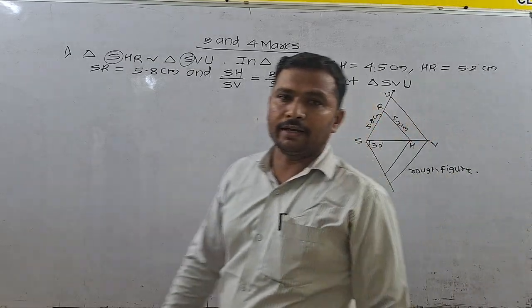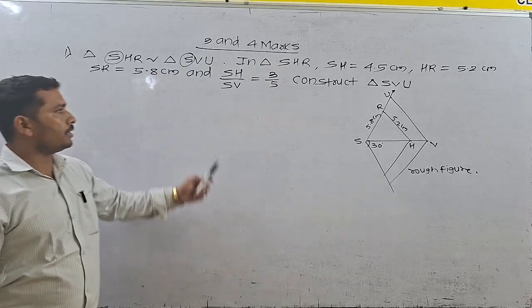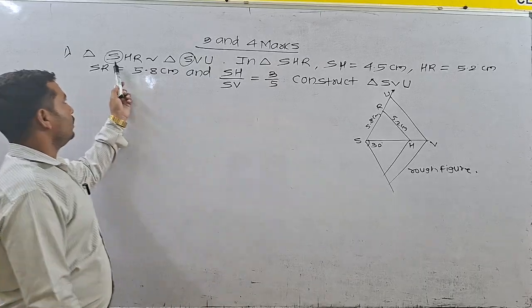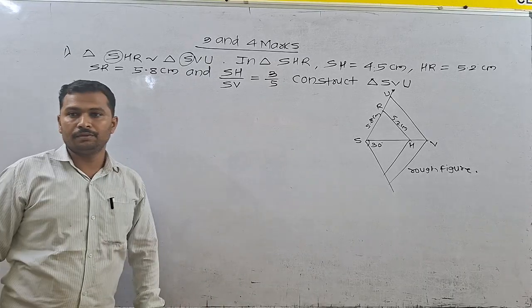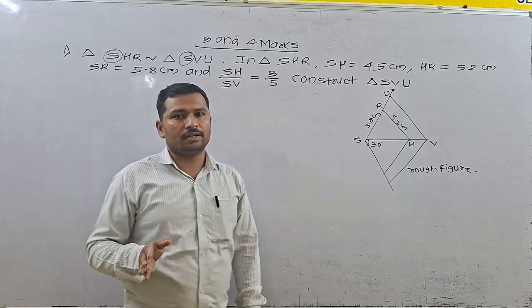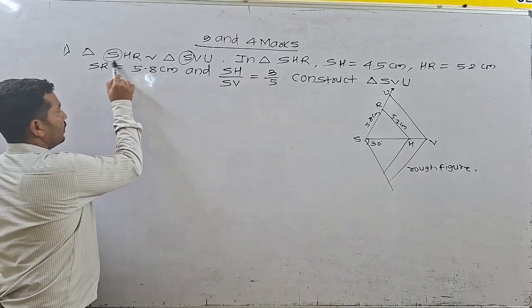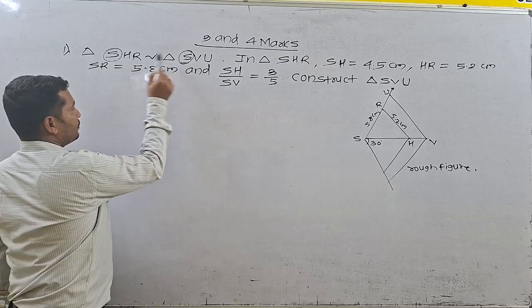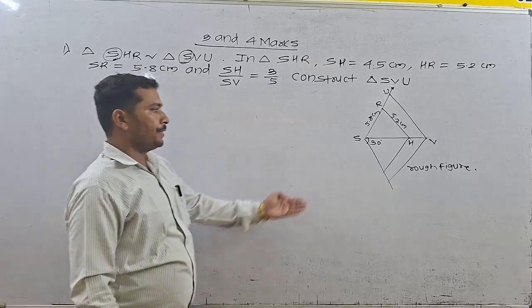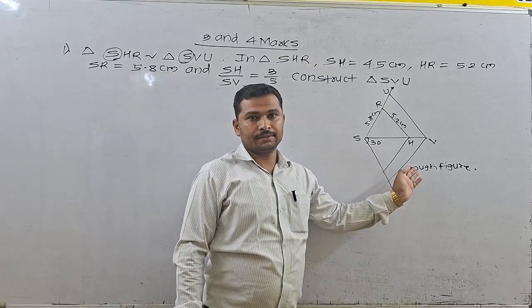Okay, look at the diagram. We construct triangle SHR and SVU. First we observe which vertex is common. Now vertex S is common in both triangle names. So that is why we directly draw diagrams.